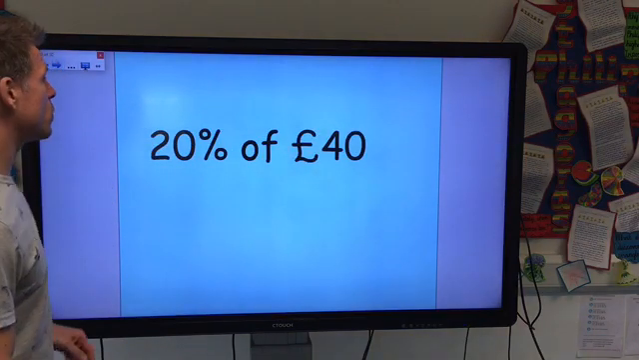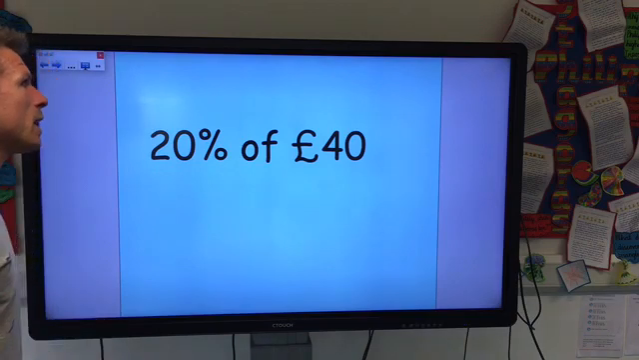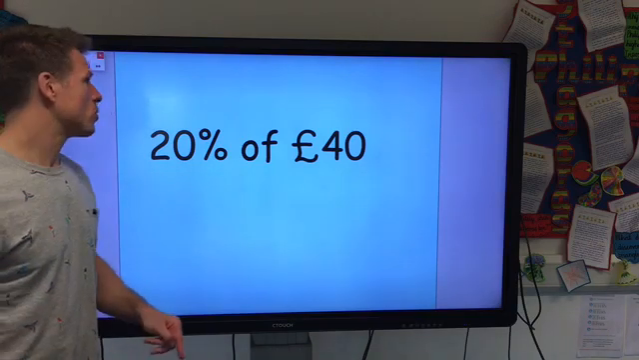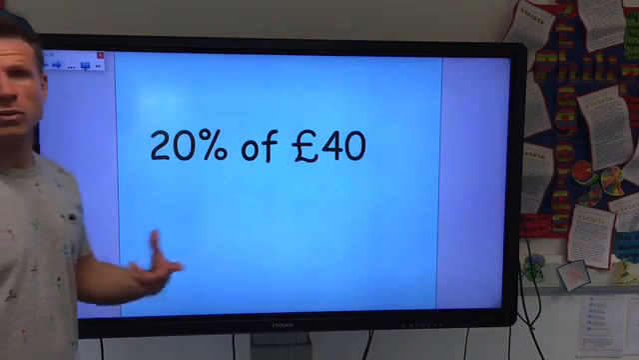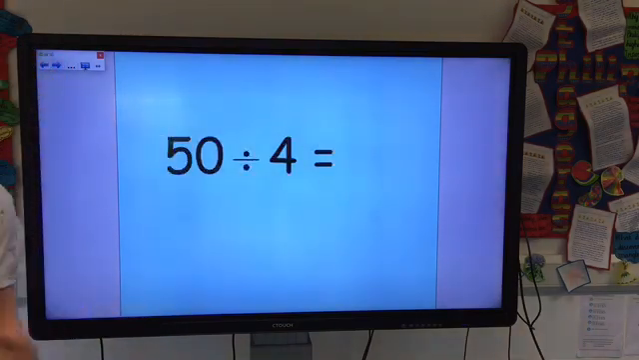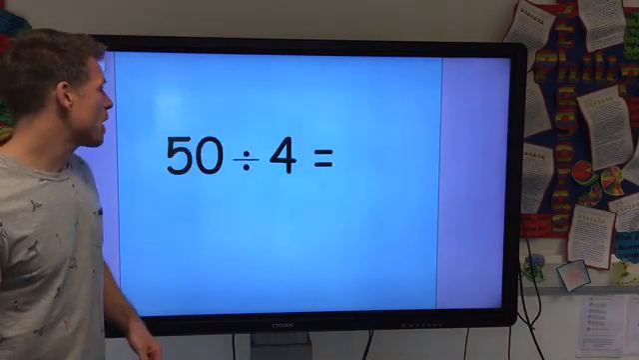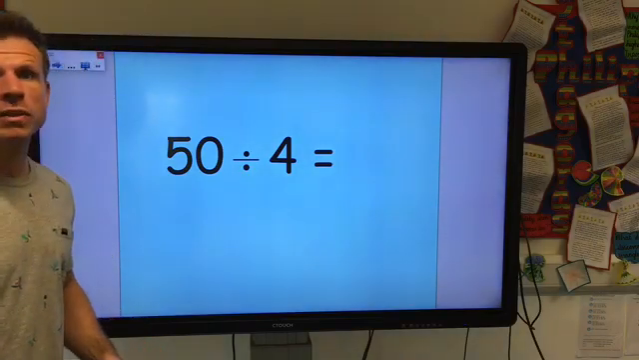20% of 40 is £8. 20% of £40, 10% is £4, double it to make £8. 50 divided by 4 is 12.5.